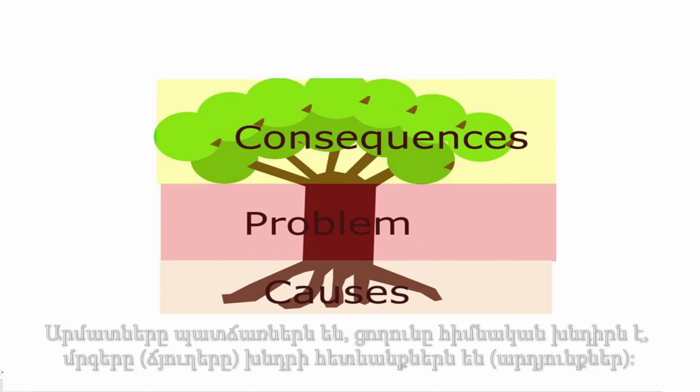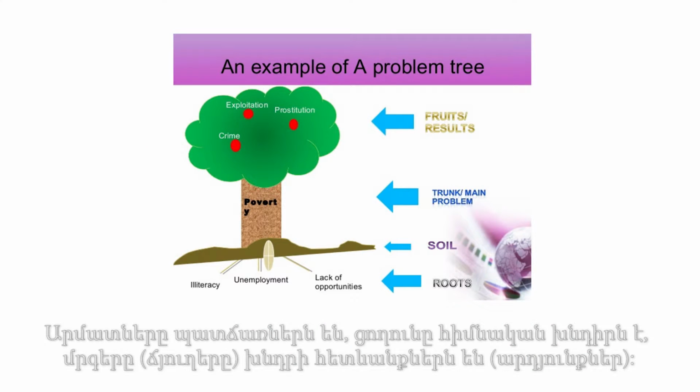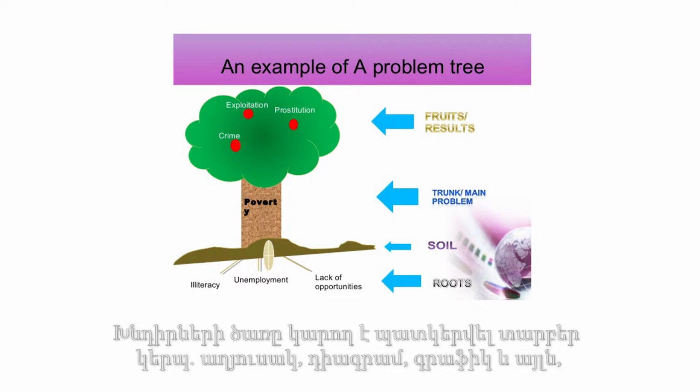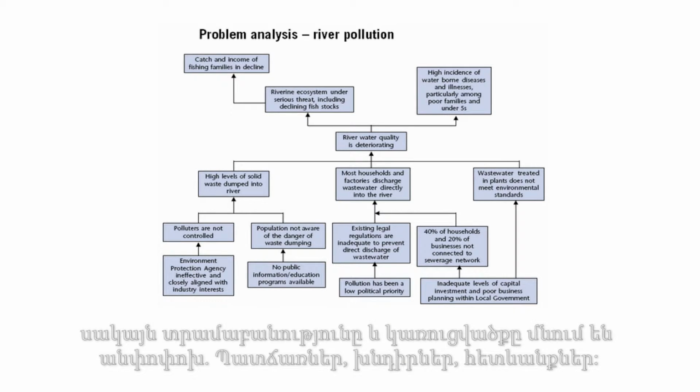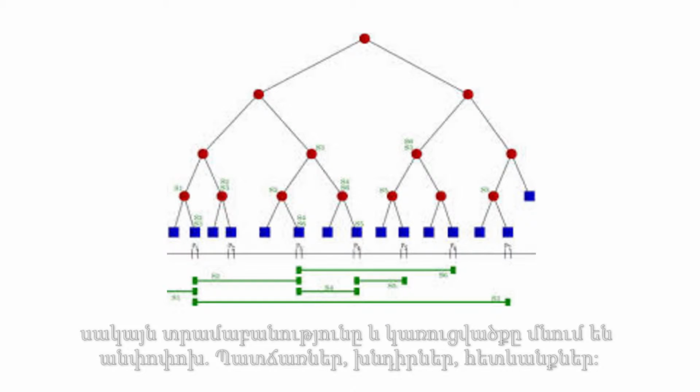The roots are the causes. The trunk is the main problem. The fruits, branches, are the consequences, results of the problem. The problem tree can be described in different ways, charts, diagrams, and other, but the logic and structure will remain the same. Causes, the problem, consequences.